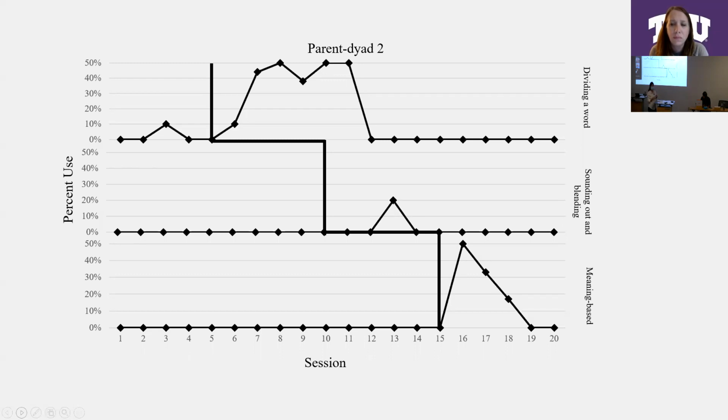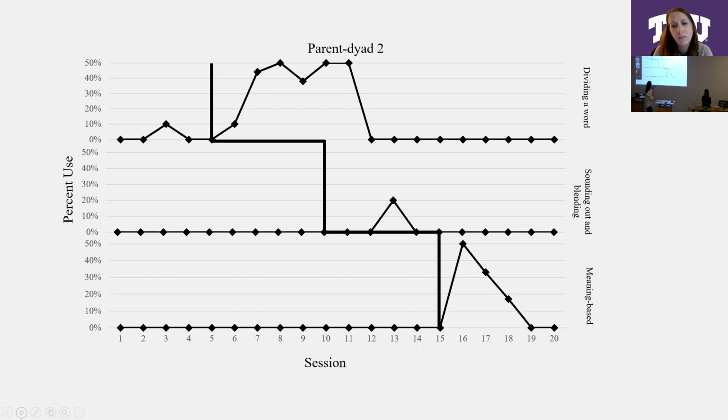So I look at level, and a popular one is percent of non-overlapping data. So that's looking at the number of data points that are different during the intervention phase than the baseline phase. So for this parent, what we concluded is that for the dividing a word and the meaning-based, we saw an effect. We saw a good immediate effect for the dividing the word strategy. She kind of trailed off after that because I think other strategies were implemented. We did see some use of the meaning-based one, and then there was a steep decline.